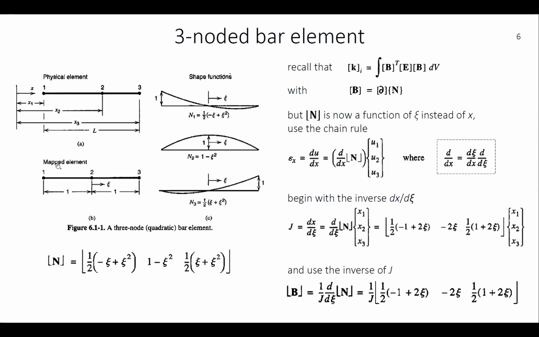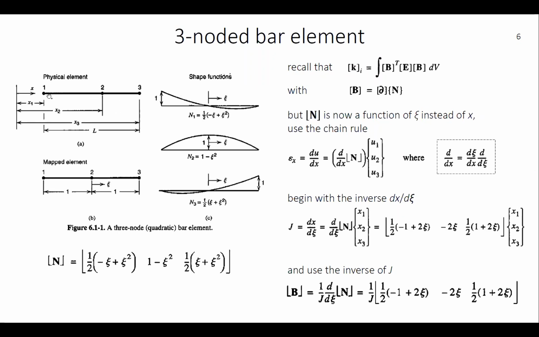So we have a physical element here going from node 1 to 3 with an intermediate node 2. We have a coordinate system starting somewhere off to the left in the x direction. So in a general way, we have the nodes at the coordinates x1, x2, and x3. And the element has a length L.